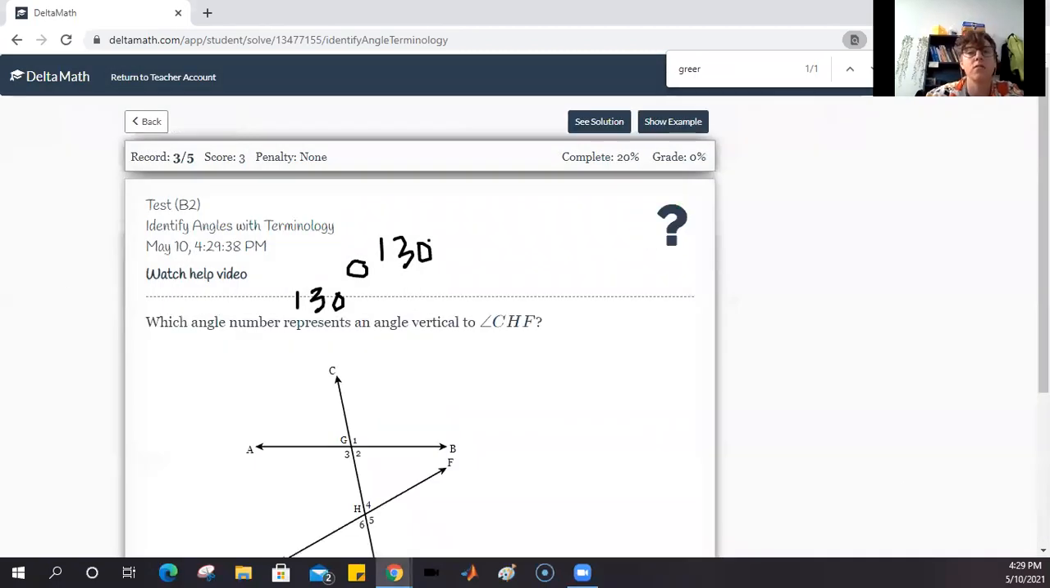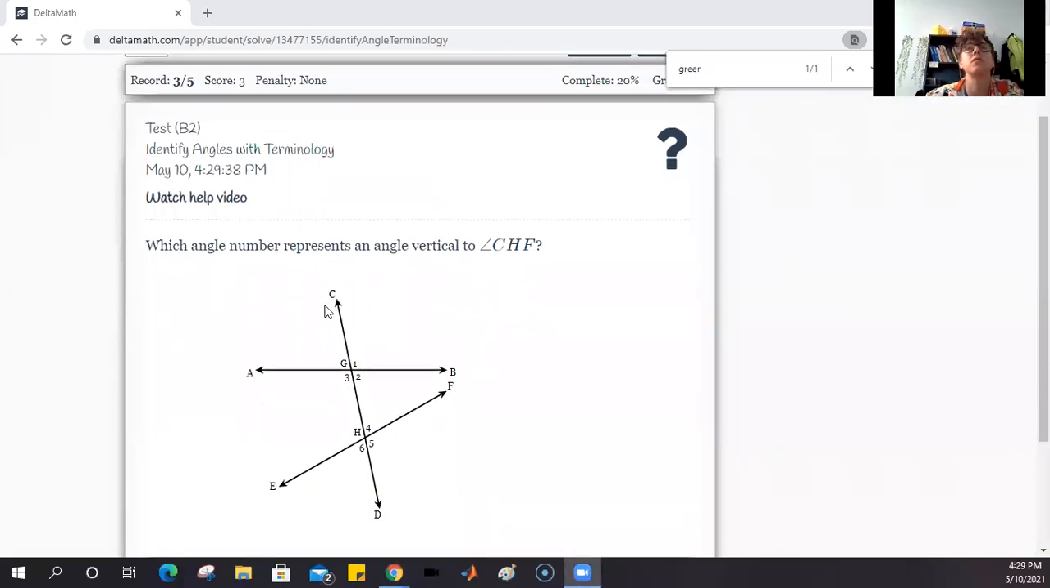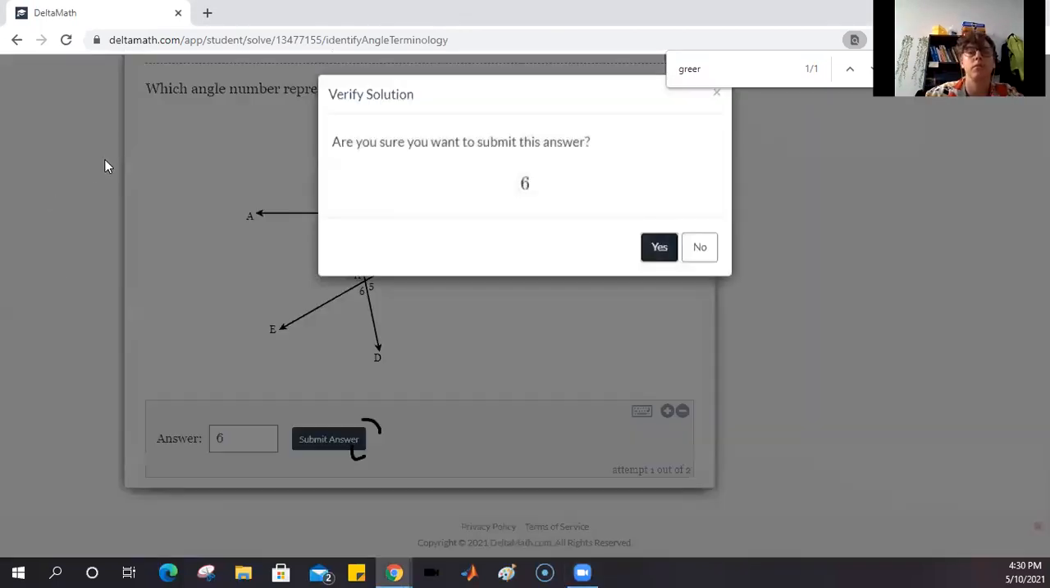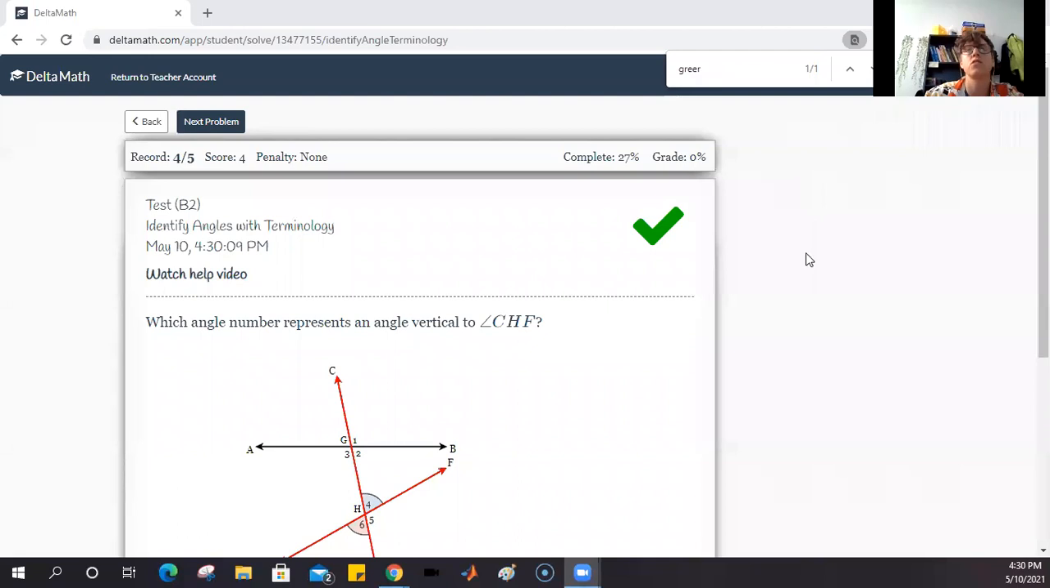Yep. Next question. Which angle number represents the angle vertical to CHF? C to H to F. CHF looks like that is angle 4, and the vertical angle is across from it, so that is angle number 6. Boom. Yes. And clear. And next question.